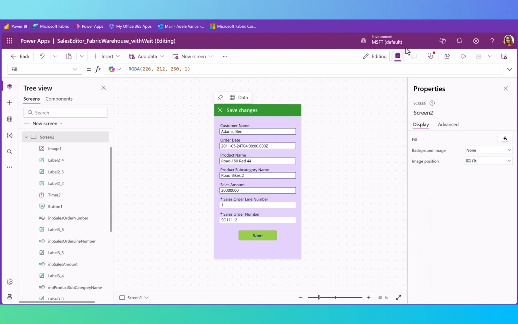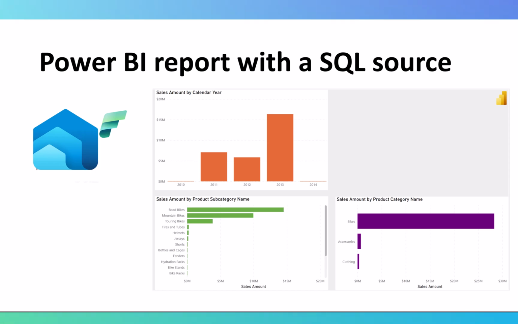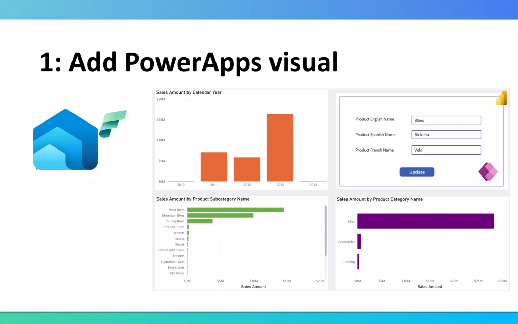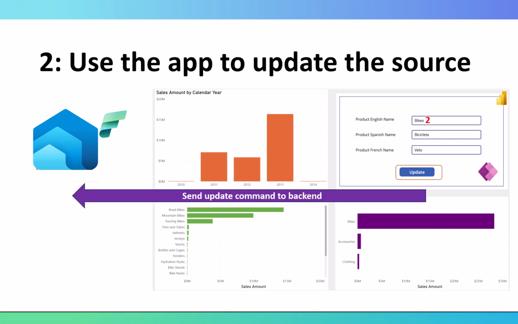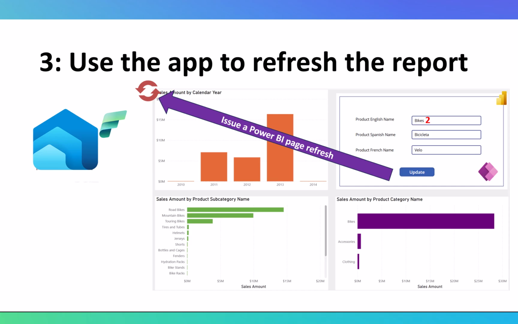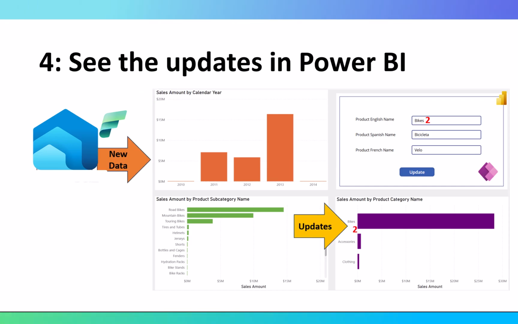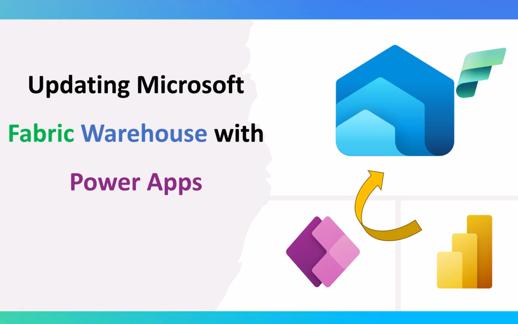So that's a summary of how you can use the Power Apps visual in Power BI to interact with a Microsoft Fabric Warehouse. This does not have to be inside a Power BI report. You can use the exact same method independently outside of Power BI to write to a Microsoft Fabric Warehouse.